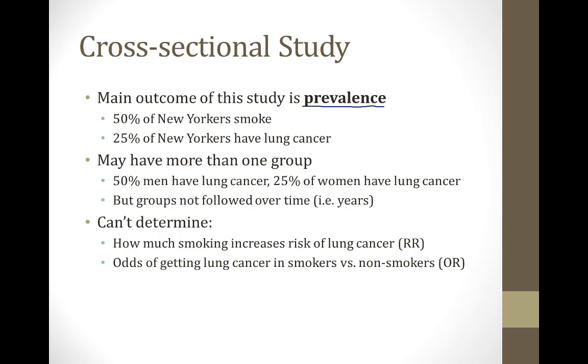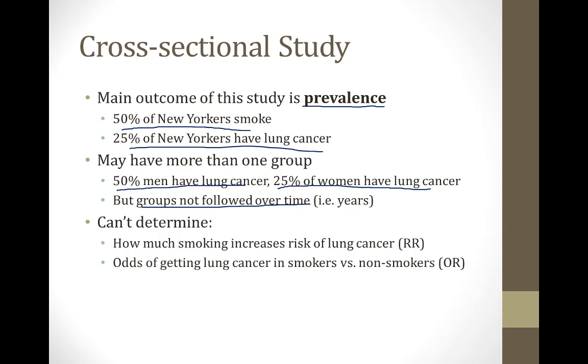So for example, a cross-sectional study might determine that 50% of New Yorkers smoke and that 25% of New Yorkers have lung cancer. And you can sometimes have more than one group, so don't get confused if there are two groups and think it's some other type of study. So for example, a cross-sectional study might find that 50% of men have lung cancer and 25% of women have lung cancer. This is still just a snapshot in time of men and women. The groups aren't followed over time like years, so this isn't a cohort or a case control study. It's just a subgroup analysis in a cross-sectional study looking at men compared to women.